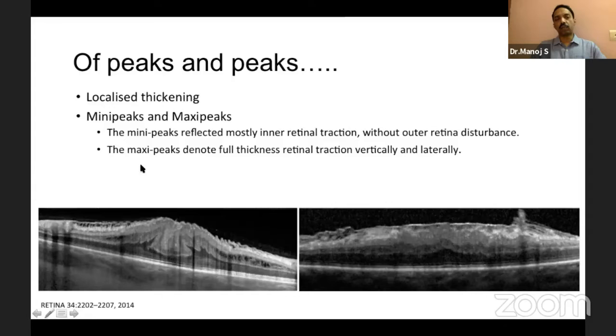Now, Shields et al. had earlier described these mini peaks and maxi peaks. Mini peaks refer to the inner retinal tractional changes, whereas the maxi peaks denote the full thickness retinal traction vertically and laterally, and omega sign probably is a representation of these maxi peaks.